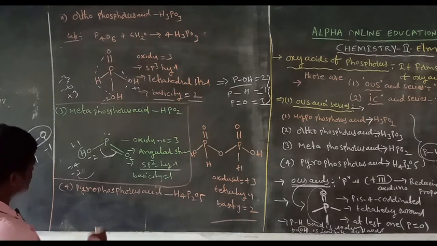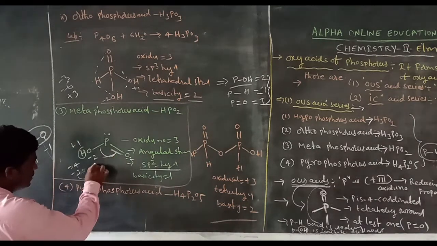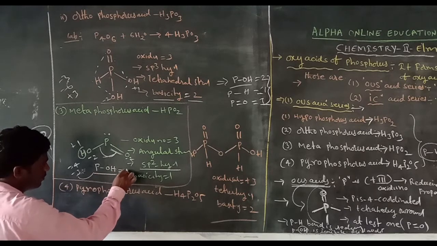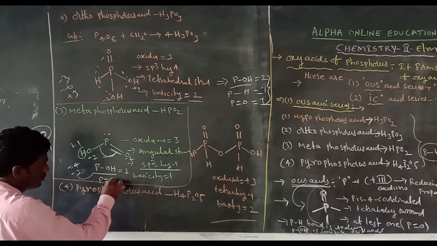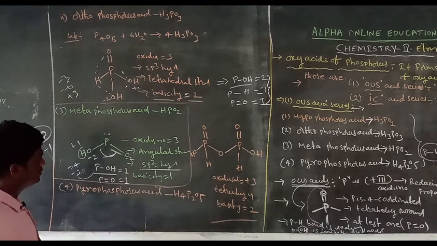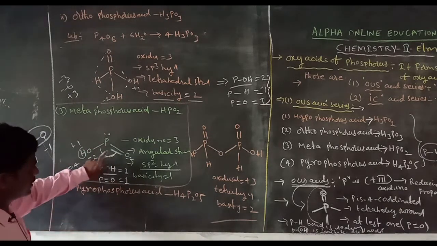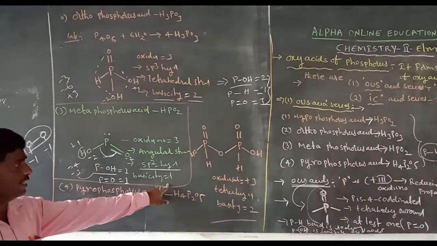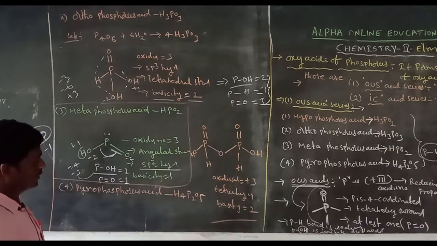Next, the bonding characters. Here P-OH is only 1, and P=O is 1. That is the bonding characters. Next, the basicity, OH, is also only 1. That is metaphosphorus acid.